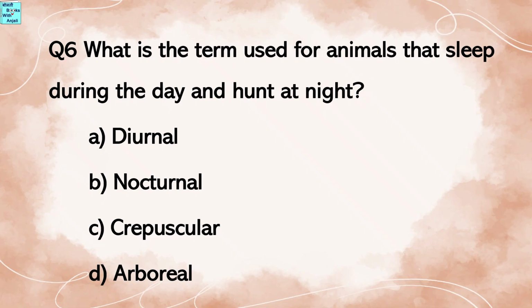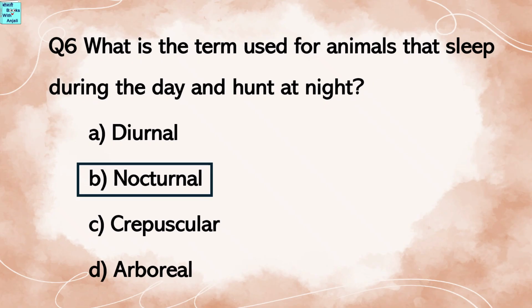What is the term used for animals that sleep during the day and hunt at night? A. Diurnal. B. Nocturnal. C. Crepuscular. D. Arboreal. The answer is nocturnal.